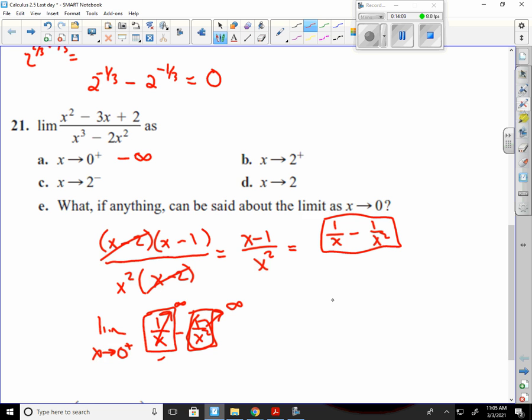Think about if I was to plug 0.5 in. 1 over 0.5 is the same as 2. This would be 1 over 0.5 squared. That would be 1 over 0.25. So this would be 4. Now I'm doing 2 minus 4. That becomes a negative number. So it's pushing this to negative infinity.